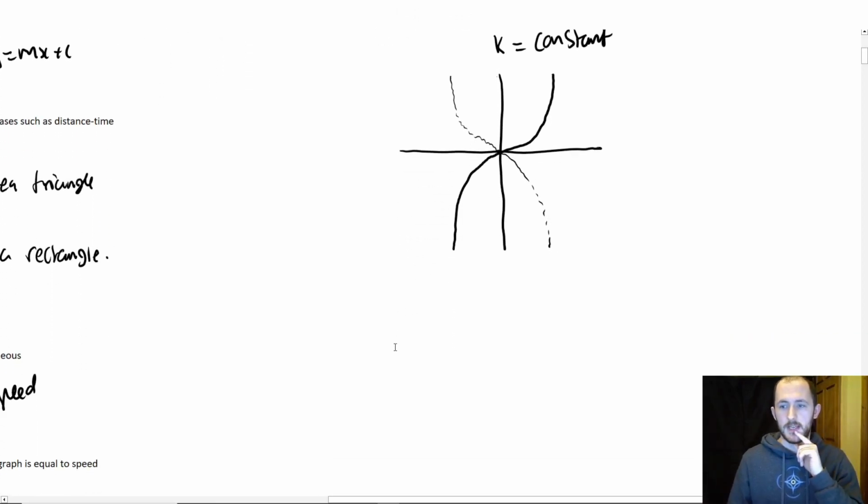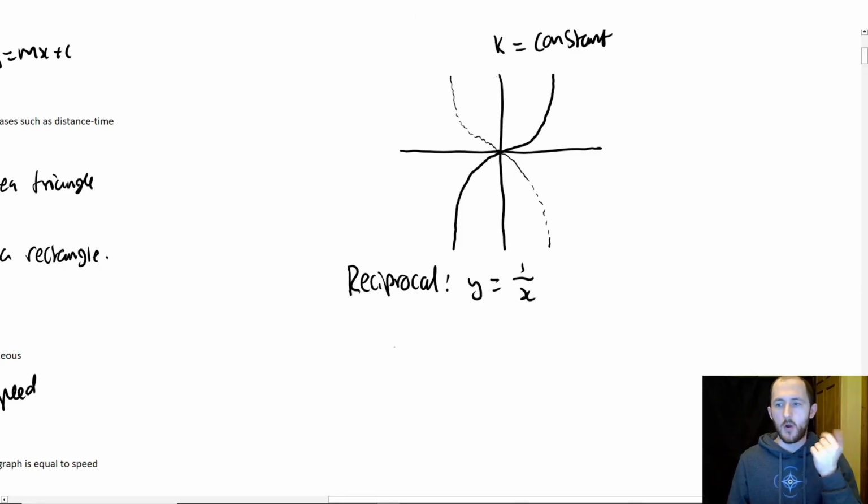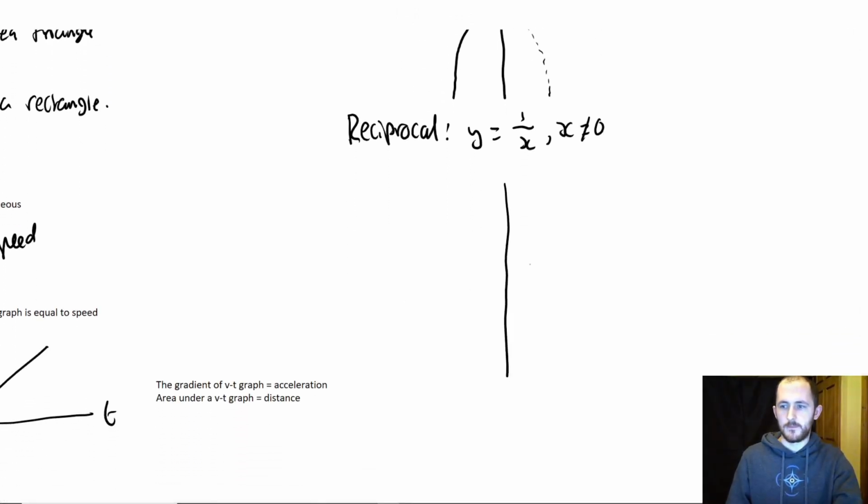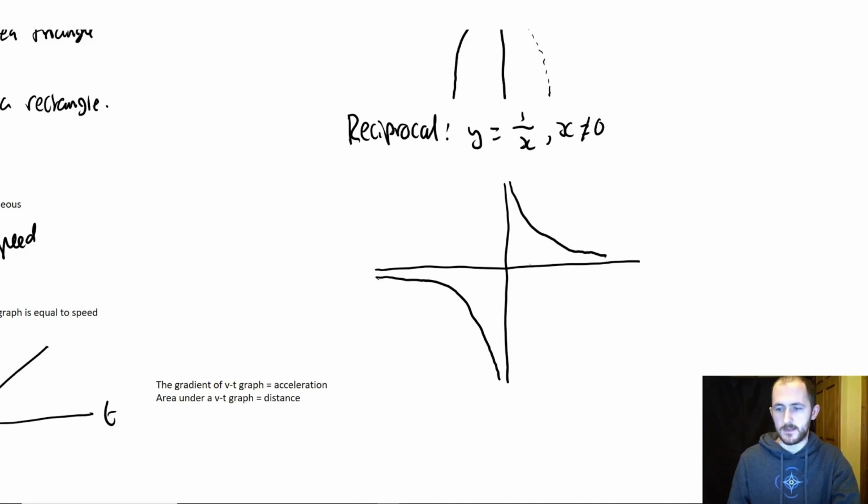The next one catches people off. It's called the reciprocal graph, which is 1 over x. Okay? And obviously this is where x cannot equal 0, because 1 divided by 0 gives you a math error. So the way you draw that is you have a curve here that never touches the x-axis or y-axis, and you have another one here that also never touches the x or y-axis.